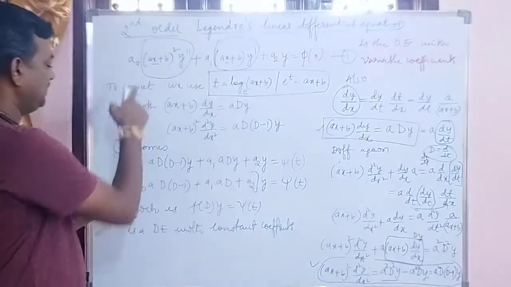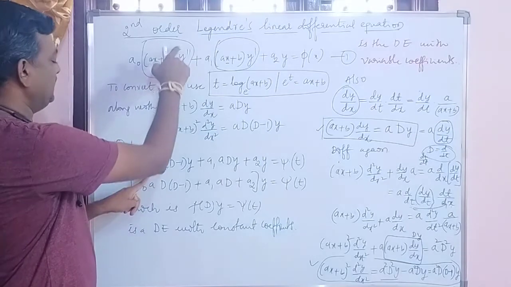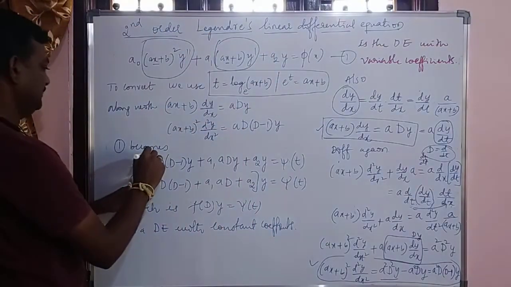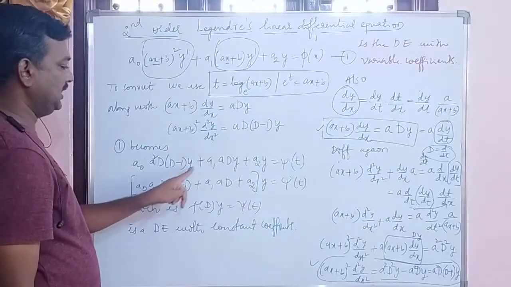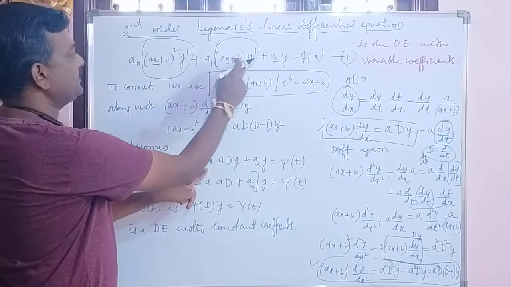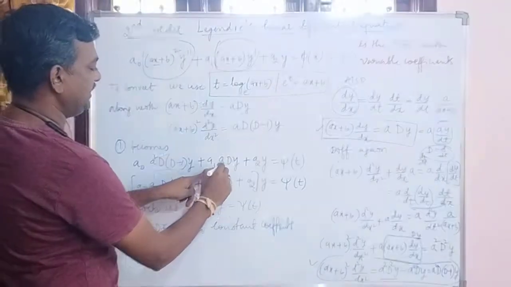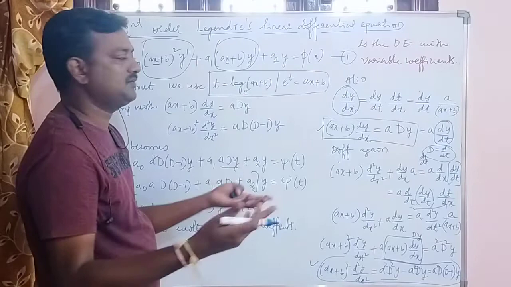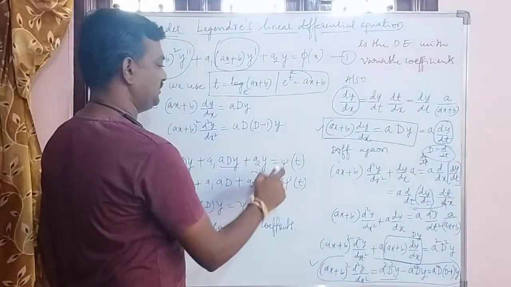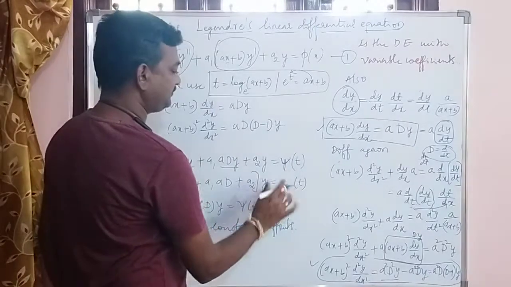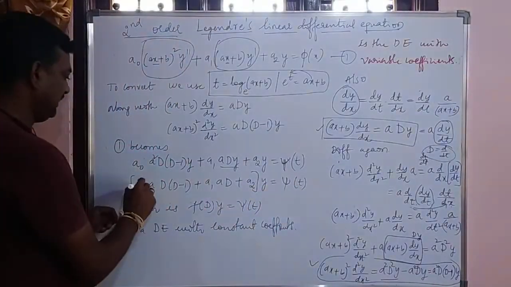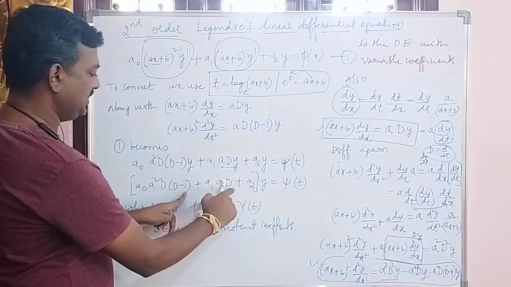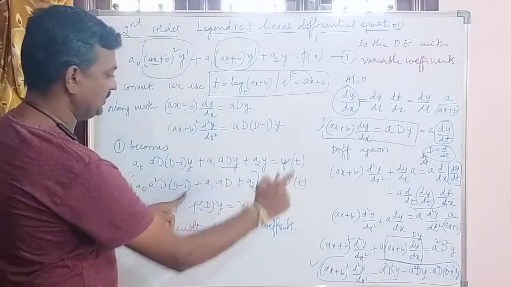It becomes a0 into (ax+b) squared y double dash as a square D into (D minus 1) into y, plus a1 into, what is (ax+b) into y dash value? Just a D y, plus the remaining a2 into y is equal to phi of x. We are transforming x in terms of t, so that is psi of t. So next, a0 into a square D into (D minus 1) into y, taking y common, plus a1 into a D y plus a2 into y is equal to phi of t.